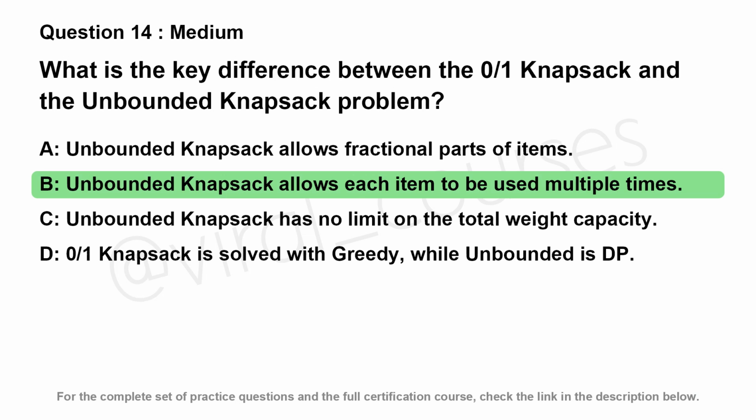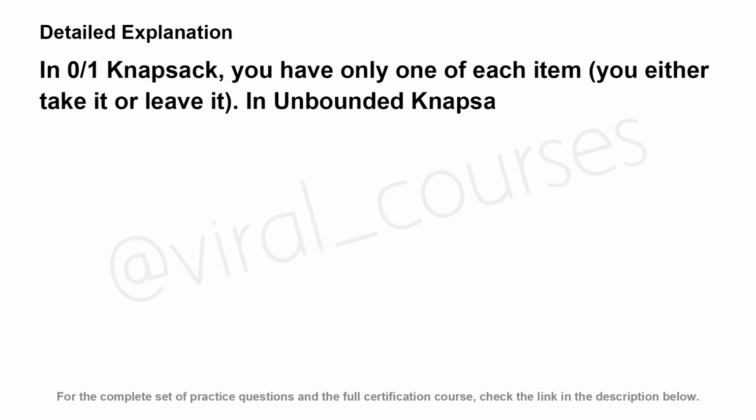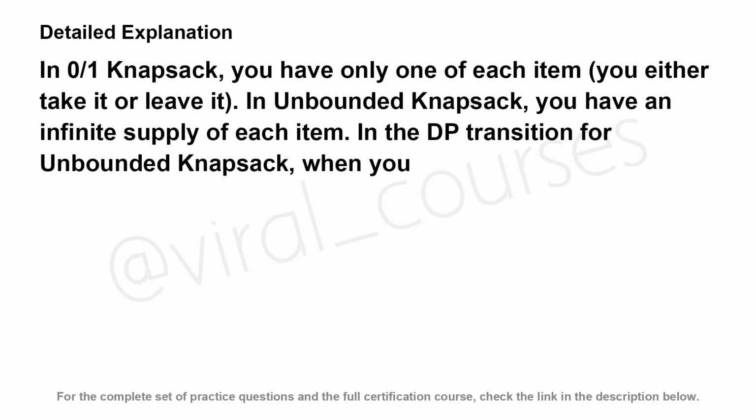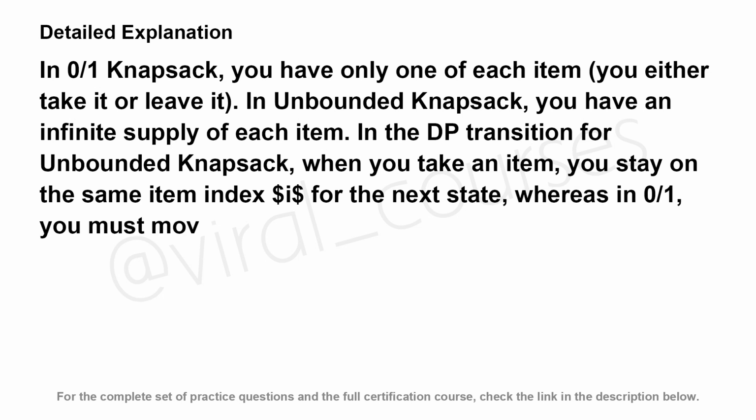The correct answer is B. In 0/1 knapsack, you have only one of each item. You either take it or leave it. In unbounded knapsack, you have an infinite supply of each item. In the DP transition for unbounded knapsack, when you take an item, you stay on the same item index $i$ for the next state. Whereas in 0/1, you must move to $i-1$ or $i+1$.